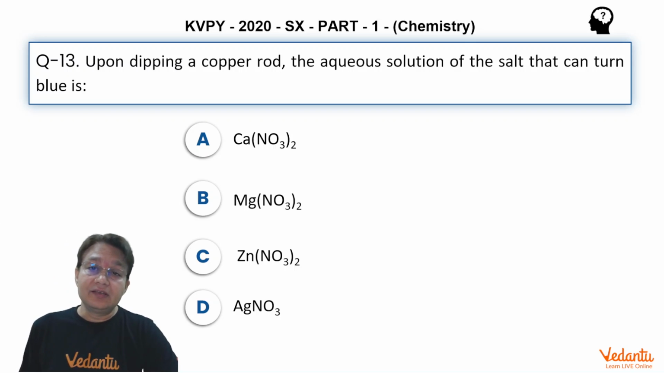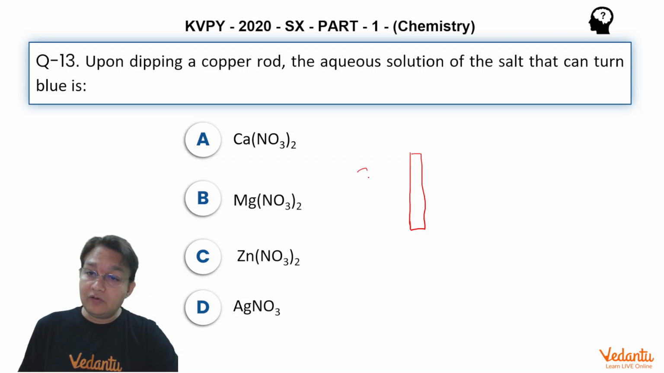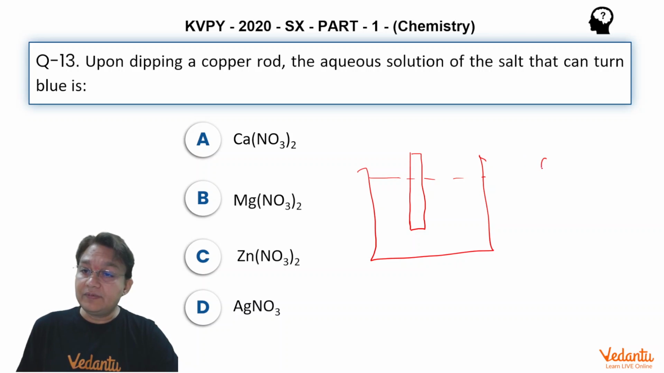Here is a question which looks like this. Upon dipping a copper rod, the aqueous solution of the salt that can turn blue. So the idea of this problem is, let's come straight to the point: if you dip a copper rod into one of these solutions containing these ions, in the first case it will be Ca2+ ion. In the second case, it will be Mg2+ ion. In the third case, it is Zn2+ ion. And in the fourth case, it is Ag+ ion.